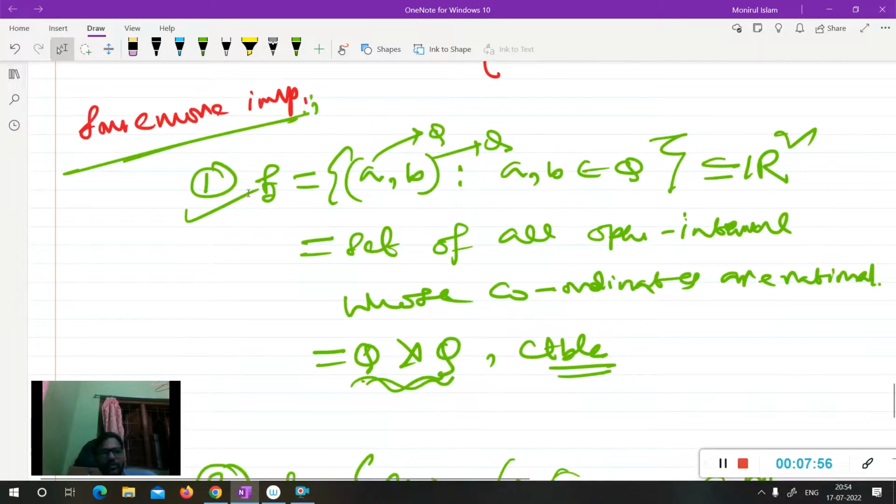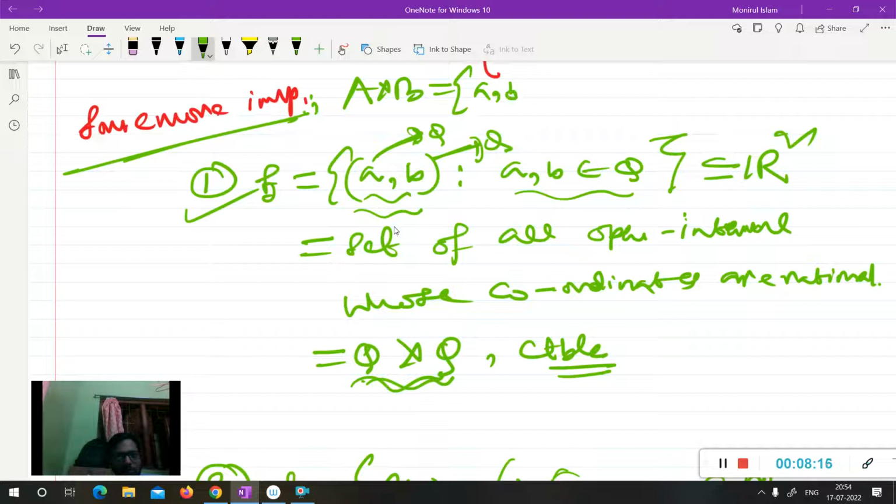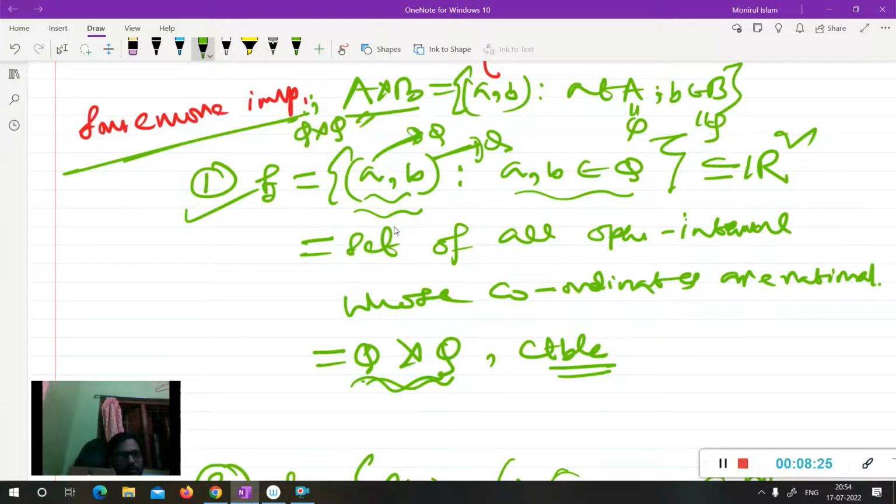Now see this example. S is the set of all open intervals whose coordinates are rational. The first coordinate is coming from Q and the second coordinate is coming from Q. So this set will be nothing but Q cross Q, because we know that A cross B is nothing but the set of all points (a, b), where the first coordinate comes from A and the second from B. So if they come from Q, the set will be Q cross Q. Now Q is countable, so it is a finite product, and a finite product of countable sets is countable, so this is a countable set.